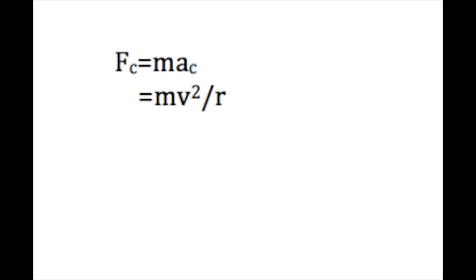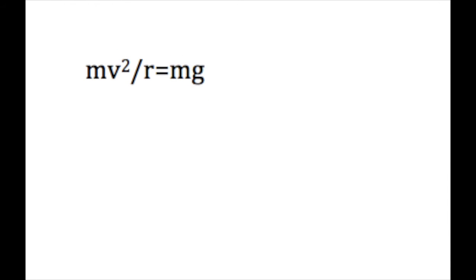Therefore, the centripetal force will be equal to the force of gravity, which can be expressed as mass times acceleration due to gravity. The equation for centripetal force is mass times centripetal acceleration, which can also be written as mass times velocity squared over the radius. Subbing these variables into our original equation gives us mv squared over r is equal to mg.